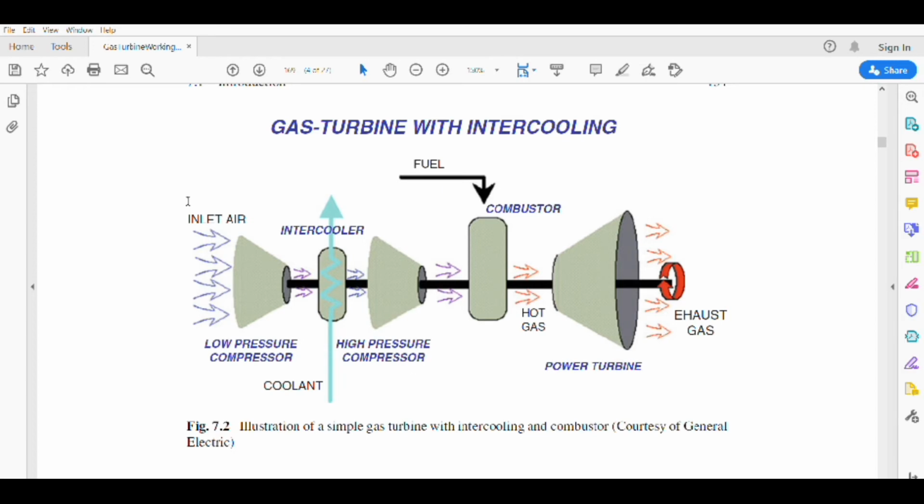Here you can find another one where an intercooler is there, low pressure compressor, high pressure compressor, hot gases, exhaust gases. Here, as the waste, we can see that exhaust gases are there. By using this kind of pressure we can generate electricity. Fuel is used in this kind of combustor.